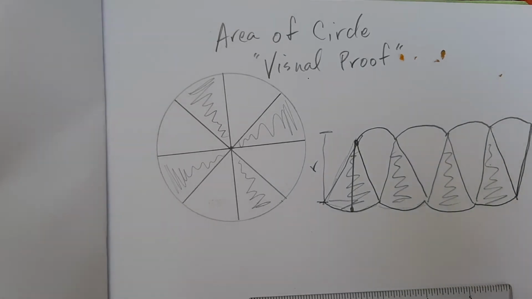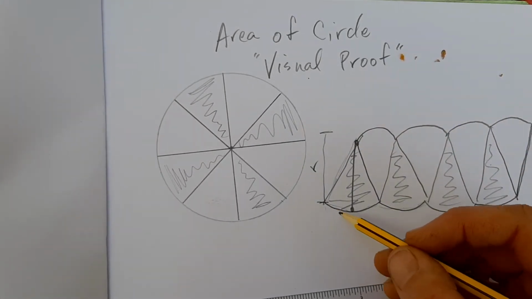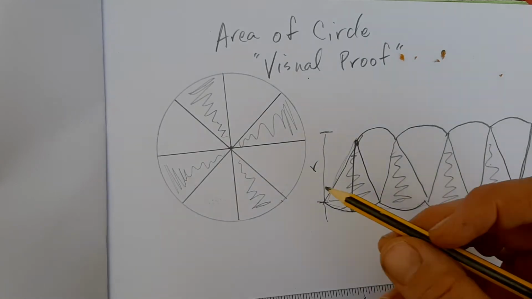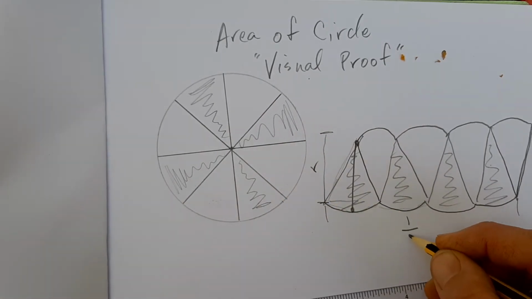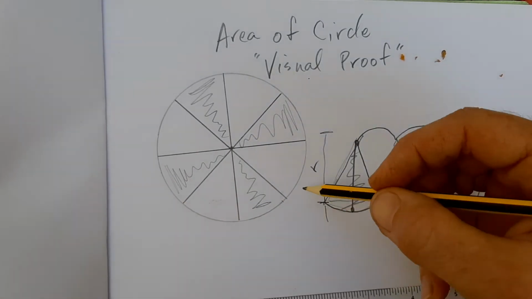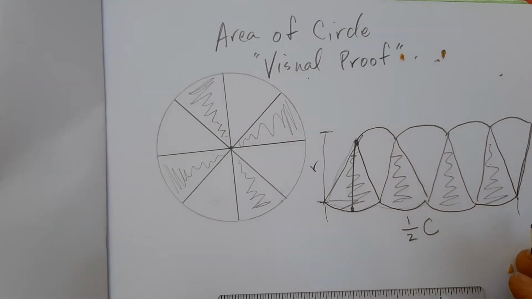And so I have a parallelogram, and what's the distance here? What is this length? Well, that is half of the total distance around the circle. So I want to find area.